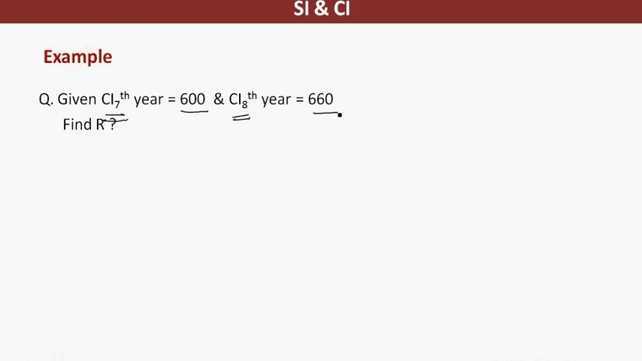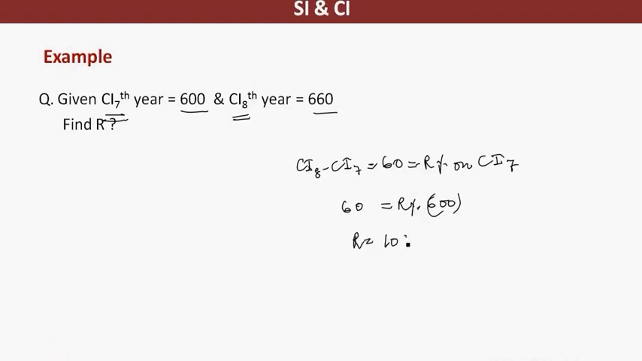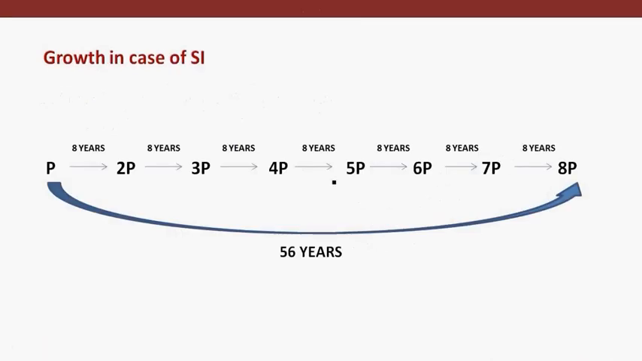Another question. Compound interest for the 7th year is 600. Compound interest for the 8th year is 660. Find the rate. Now if you remember, it is basically the interest on interest that creates the difference. So between the two interests that are there, CI for 7 and CI for 8, it's a 60 rupee difference. This difference will be basically because of the interest on the previous interests. So what is the previous interest? Previous interest is 600. The difference is 60. R percent on 600 is 60. You get the value of R if you solve it out as 10%.